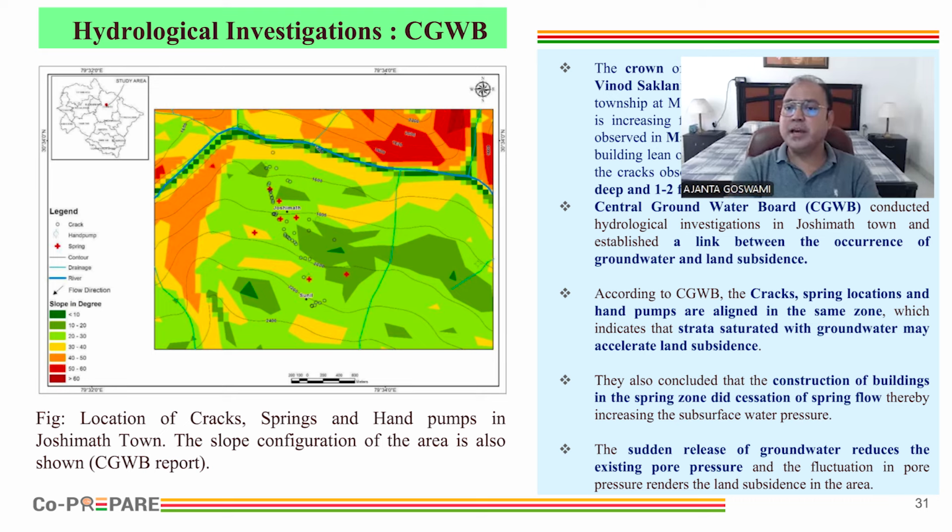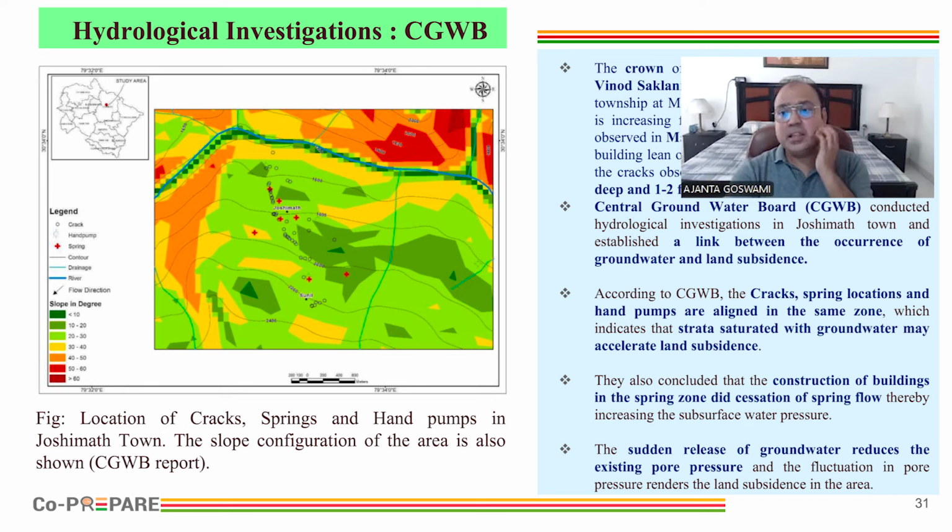The intensity of the cracks is increasing from south to north. So as we move from south to north, the crack intensity increases. And maximum is observed in Manohar Bagh. In Manohar Bagh area, you'll find maximum, where one of the hotel buildings leans over the adjoining hotel building, as I have shown in the UAV image initially in our study. The depth of the cracks observed in agricultural land is up to 3 feet deep and 1 to 2 feet wide.